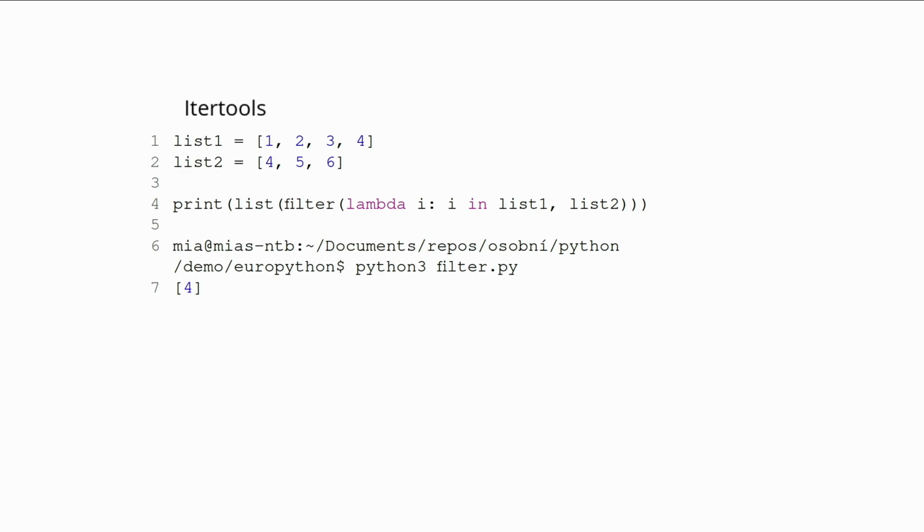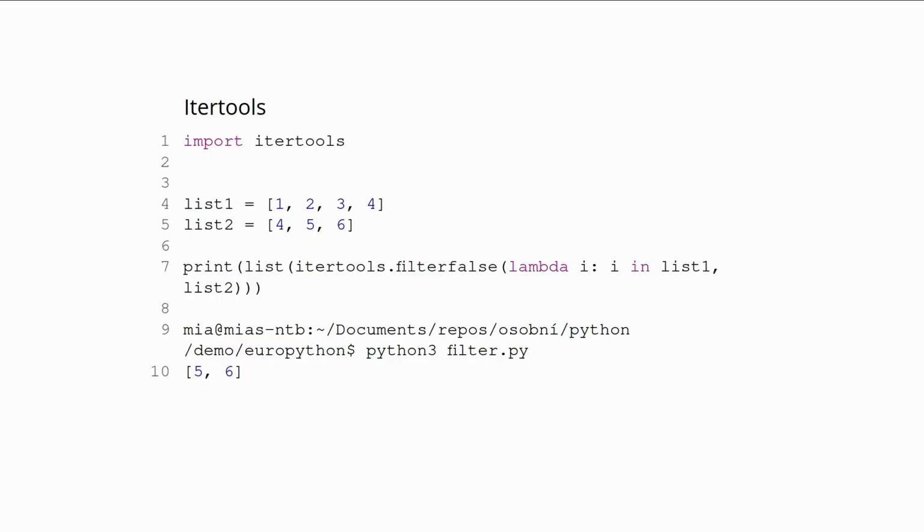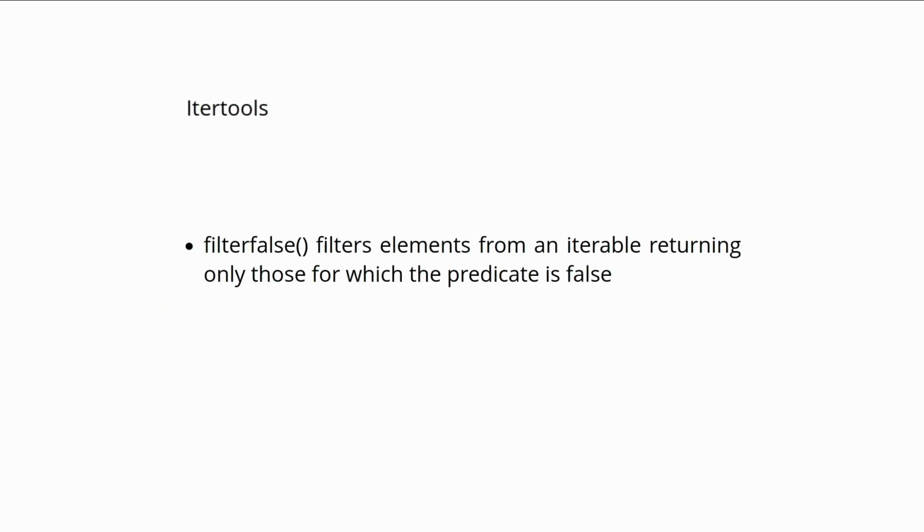Let's see some more examples. Let's say I have a list, and I want to filter elements that are in another list. So we can use the built-in function filter, which does exactly that. Now you might be wondering, but why would we want to do the opposite? So we want to filter the elements which are not in the list. So something like a not-filter. So we can call Itertools to the rescue. We can use filterfalse, which is exactly the opposite of built-in filter. So filterfalse filters elements from an iterable, returning only those for which the predicate is false. And it is the opposite of built-in filter.